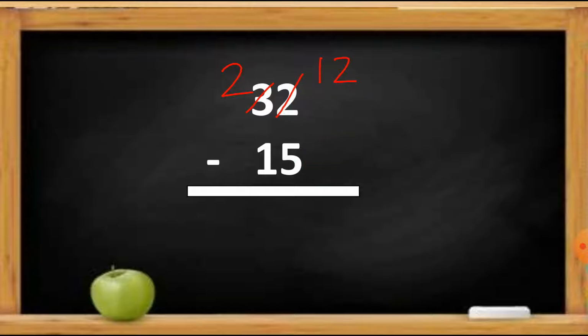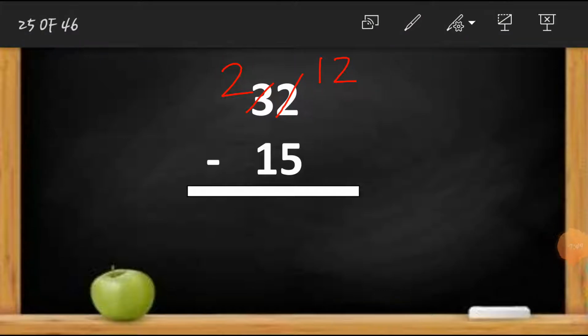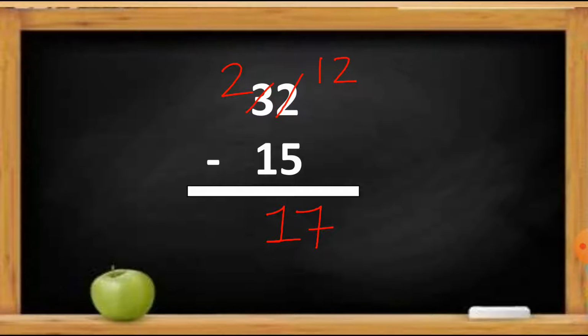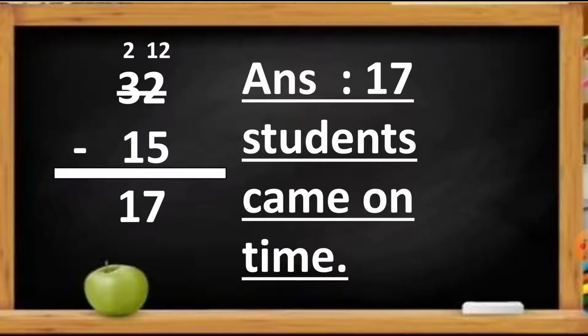12 minus 5. So how much is it? 12 minus 5, students. Count this. 12 minus 5 is equal to 7. So I write 7 here, and in the tens column 2 minus 1 is equal to 1. So here is our answer, 17. So the answer will be: Answer, 17 students came on time. So here is the right answer, and this way you have to write down the answer in a sentence.